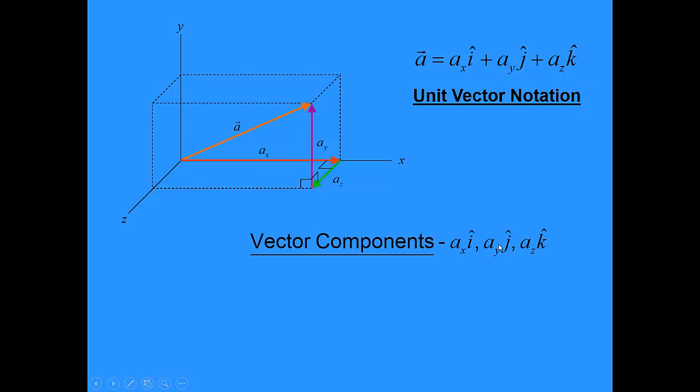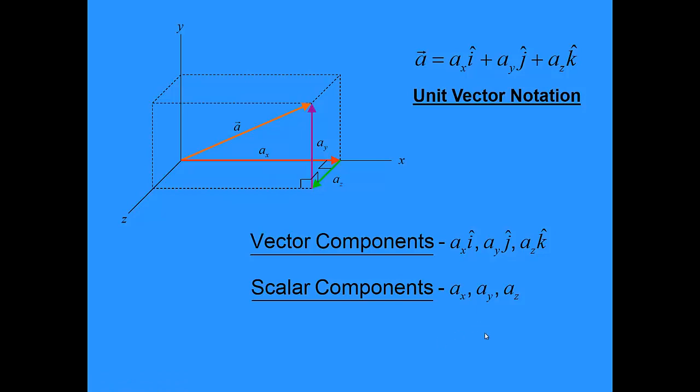Ax i cap, ay j cap, and az k cap are called the vector components of A. Right? They're vector components because they have both a magnitude and a direction, where the magnitude is the ax, ay, az, and the direction is the i cap, j cap, k cap. And ax, ay, and az are scalar components. They're just sizes. They're just magnitudes.